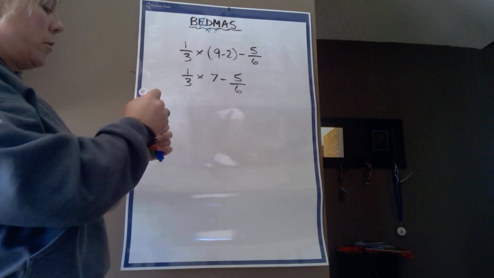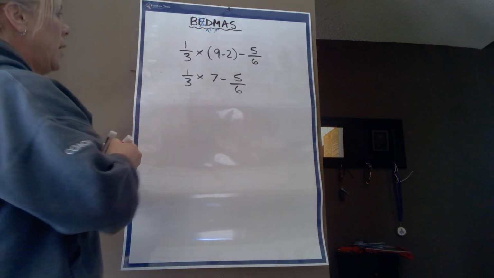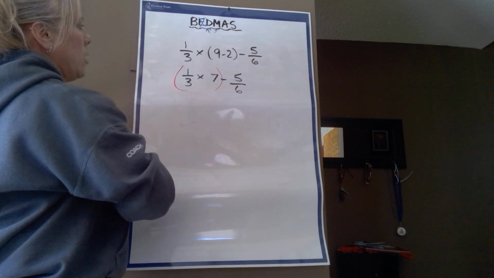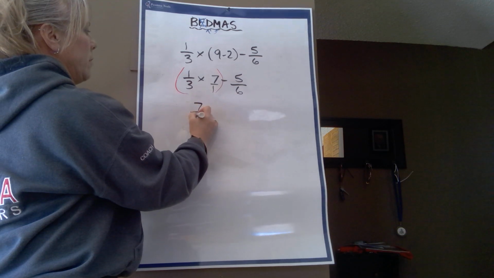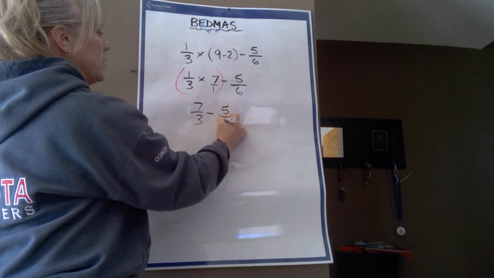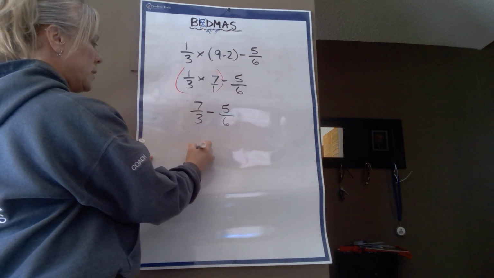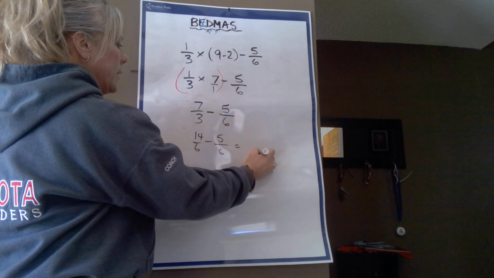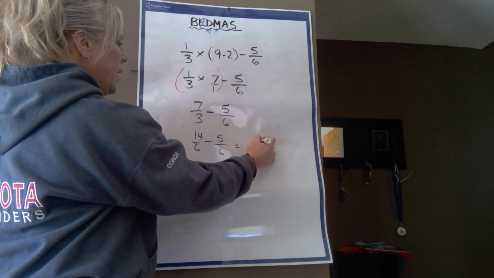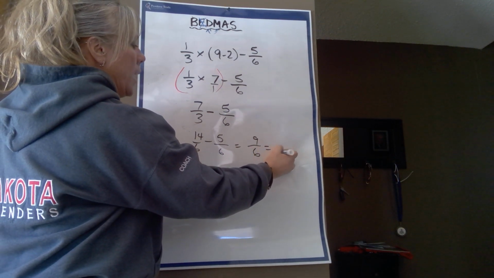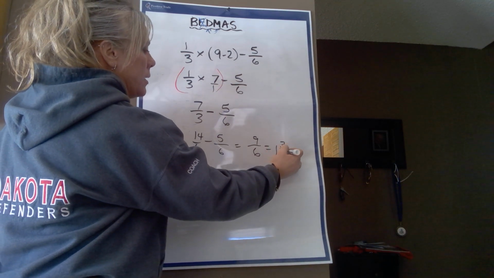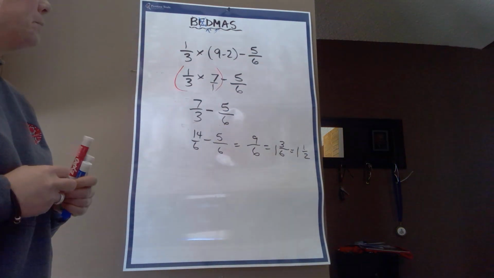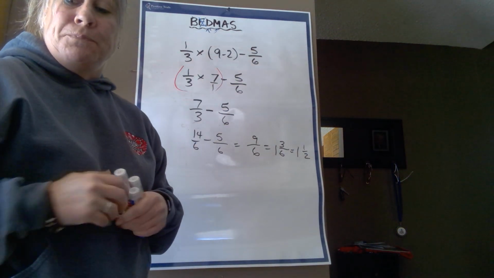Divide or multiply. Do we see a divide or multiply? Yes, we do. We see a multiply. So this has to be done next. Multiply top times top, bottom times bottom. So that's 7 over 3. And then we have the minus 5 over 6. Common denominator is a 6, so times by 2, times by 2. And we get 6 as our denominator, and we get 9 as our numerator. Therefore, we get 1 3/6, which is reduced to 1 1/2. Okay, that's the second example.